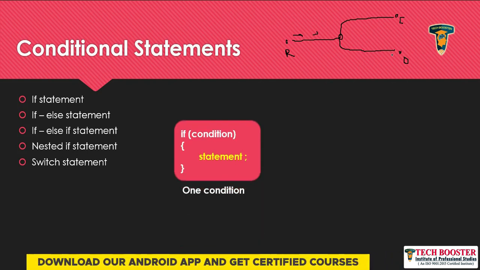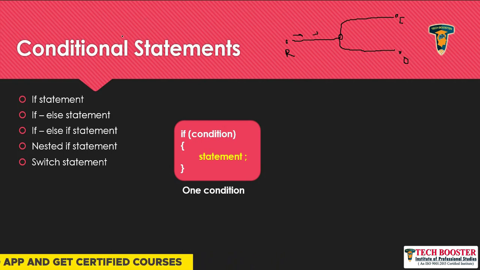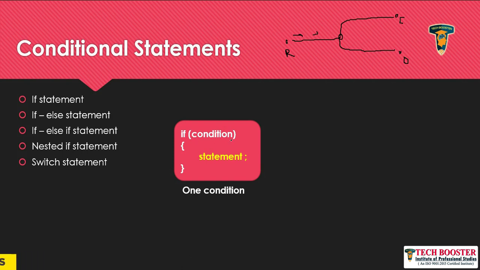So first one is our if statement. Whenever we have only one condition, we'll follow this particular syntax. So how to use it? Here you can see this is my if, and along with if we have my condition. If my condition is satisfied, then we'll have our statement within this curly bracket, and that statement will get executed. If this condition is not satisfied, then this statement will not get executed, and if you have any other statement outside this curly bracket, that particular statement will get executed. This is our if statement.